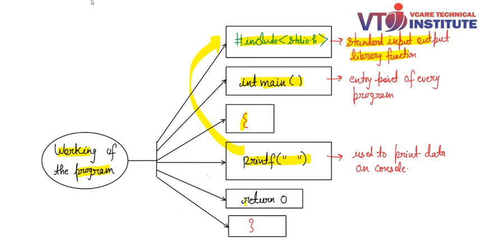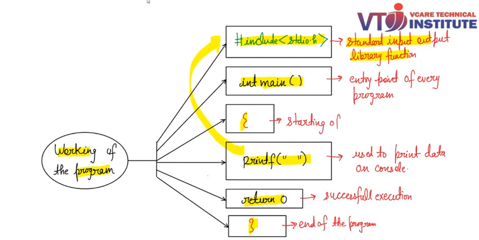Then there is return zero, which is there because you have used int main. So return zero is for successful execution. Our program does not show any error, and it is for successful execution. And this is, of course, the end of the program. And this bracket is the starting of our program. So this is how a program works.